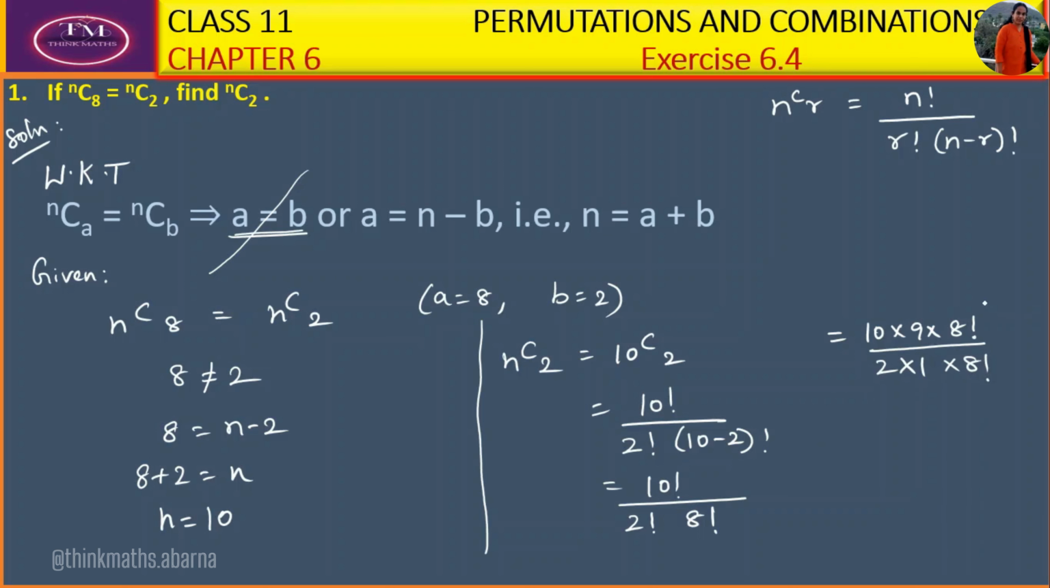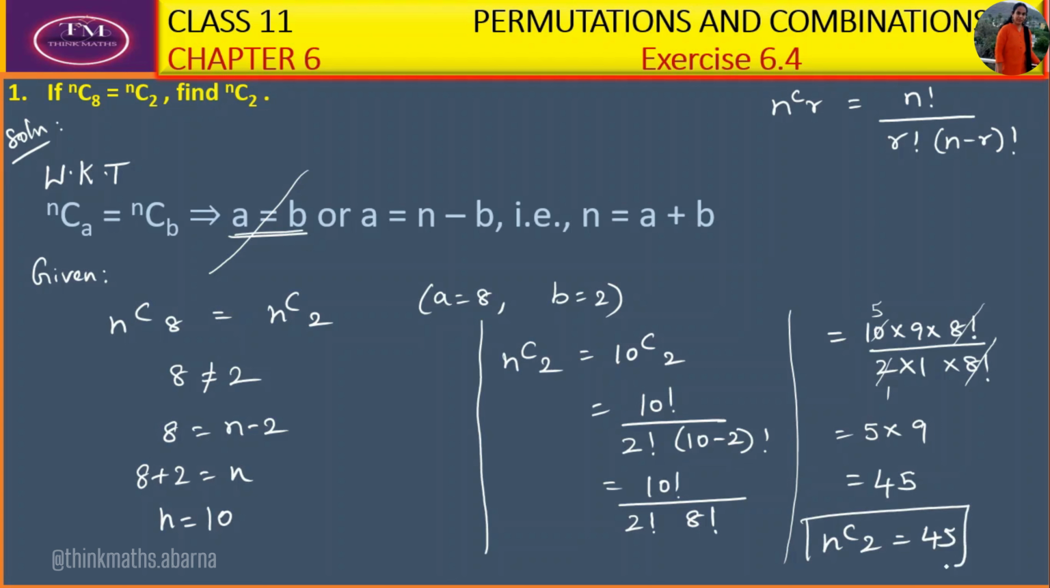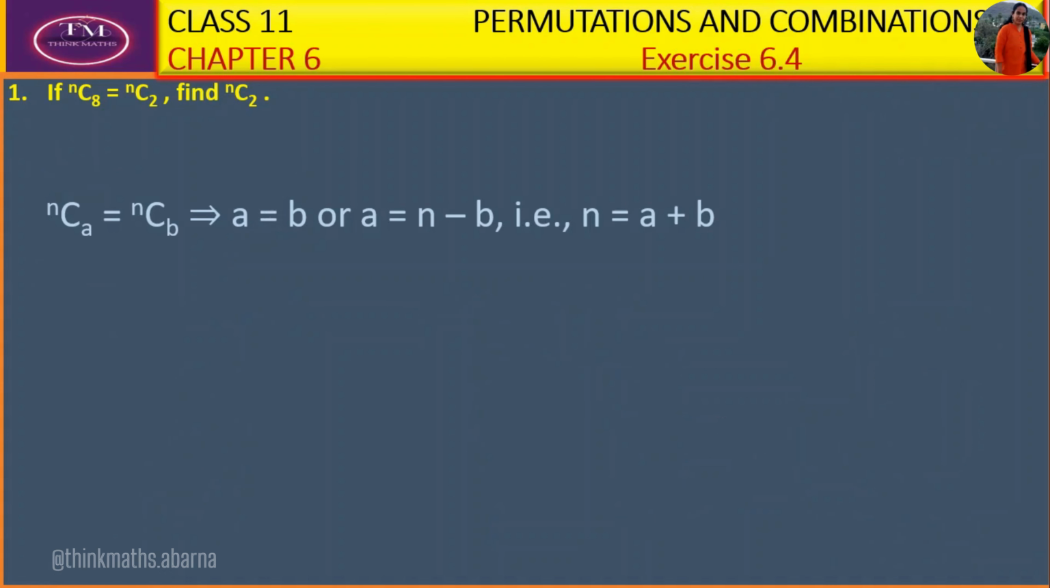2 factorial is 2 into 1. So 8 factorial gets cancelled. This 2 and 10: 1 2 is 2, 5 2s are 10. So we have only 5 into 9 which is 45. This is the result. So nC2 is equal to 45. Okay, clear? Yes. So moving on to the second question.